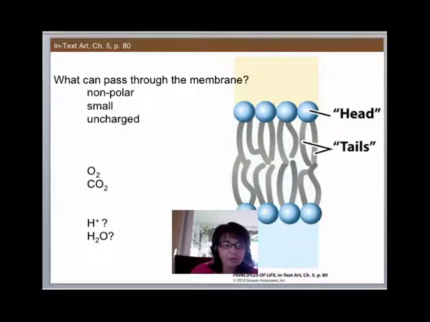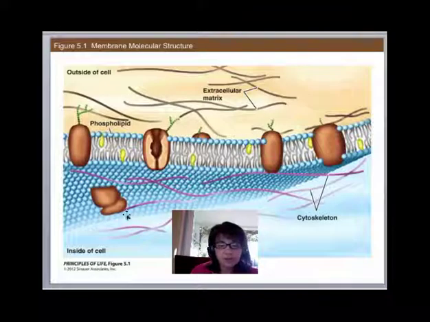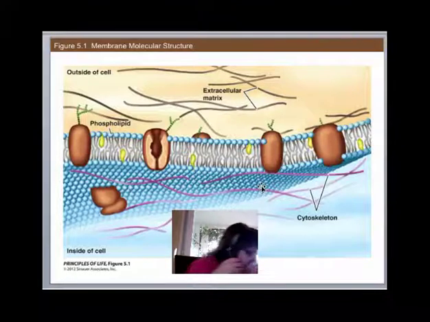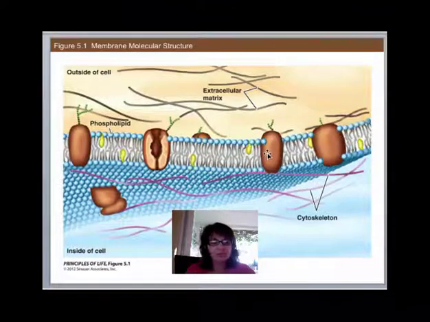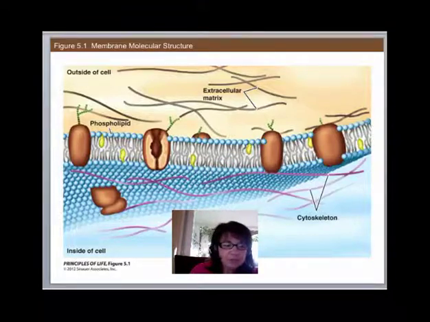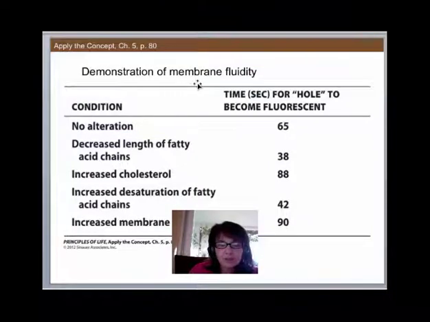So let's talk about the movement of the membrane. Going back to this, the membranes are not static. They're actually quite mobile. And there were a bunch of experiments done to prove this. One is that they could label the membrane with a fluorescent probe of sorts, and then shine a light on it and bleach out that fluorescence.